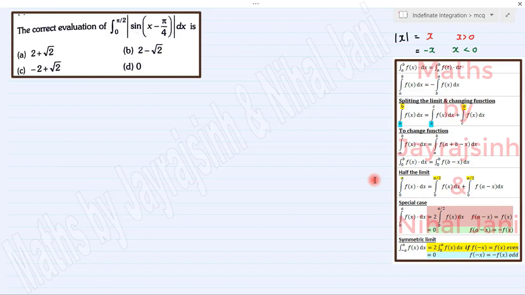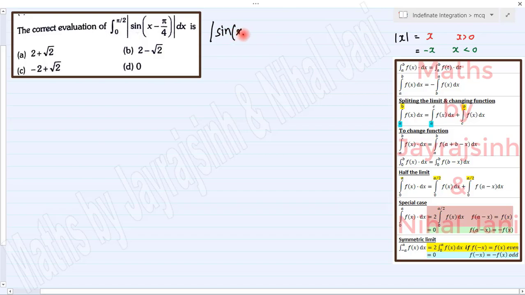We have to find out the integration of mod sine x minus pi by 4 from 0 to pi by 2. Here, within the mod, we have sine x minus pi by 4.